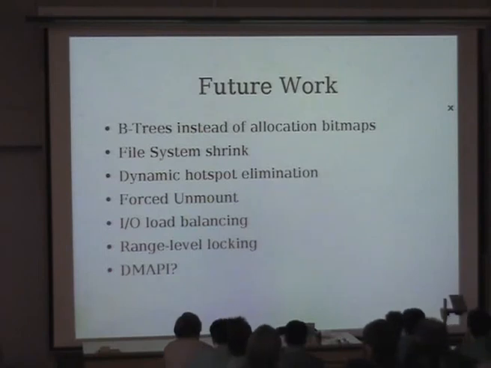These are more, the farther out the future it goes, the farther out it is. B-trees instead of allocation bitmaps is a big thing. Right now we're pretty good about contention on bitmaps, so that if you go to one bitmap, you want to allocate from that bitmap, and it's busy, you go to a different one and do allocation. The place where it has a problem is if you want to deallocate a block of a file, you have to go to the bitmap that contains that block to deallocate it. What we're talking about now is making it so that the allocation structures are tied to specific regions.